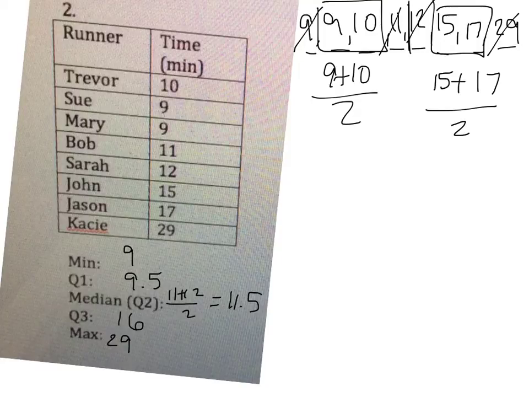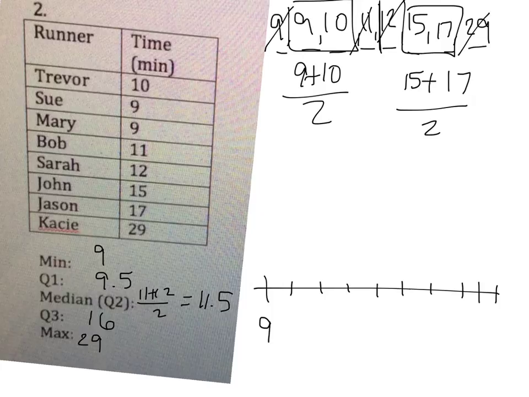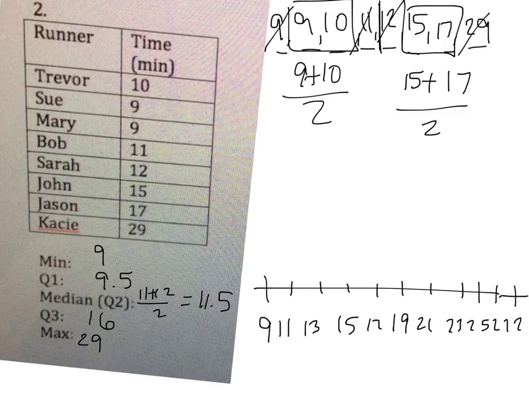Now you make your line. You start at your smallest, so 9. Since I have to go to 29, maybe I'll go by 2s: 11, 13, 15, 17, 19, 21, 23, 25, 27, 29. You can even write them in if you want.